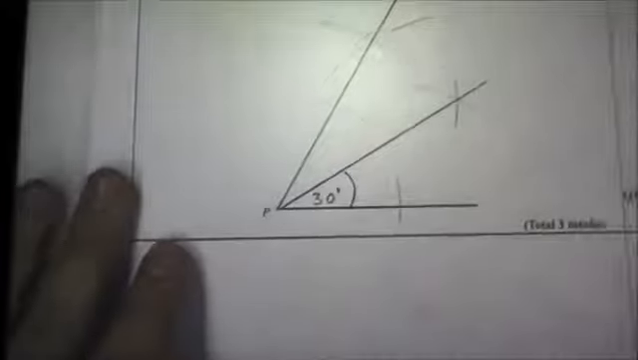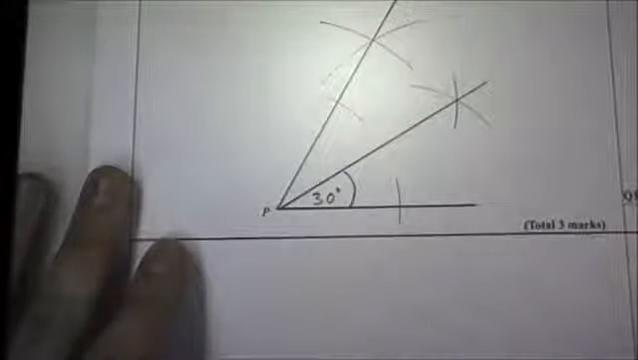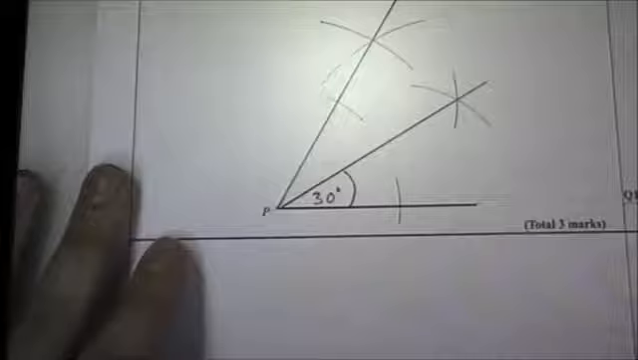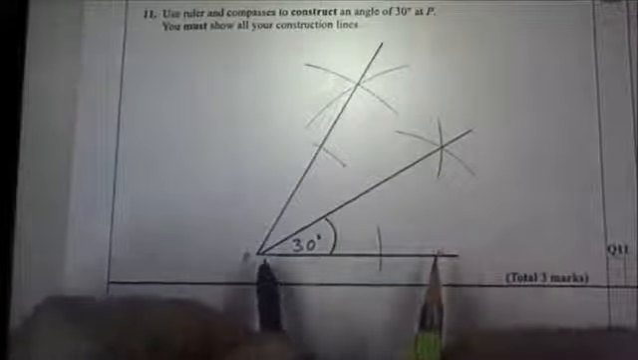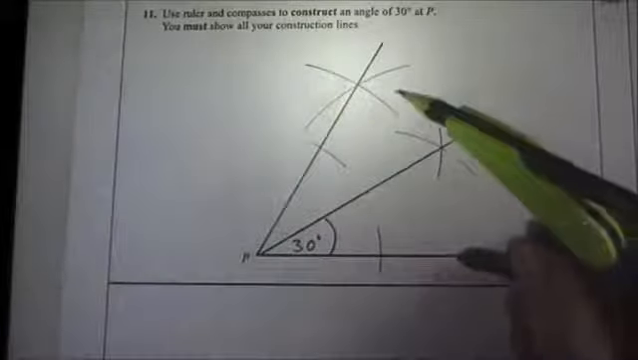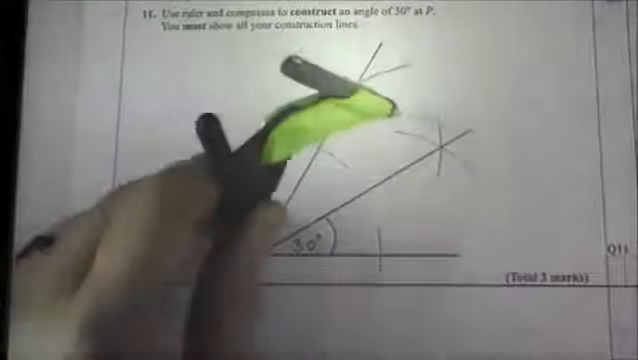Question 11. Use a ruler and compass to construct an angle of 30 degrees. You must show all your construction lines. What I did for this one, I started off by constructing, just trying to think what I did then. Make your compass that wide, and what I've done is I've started as if I'm drawing an equilateral triangle. So I've done that up there, and I've done this one up here, because if all the sides are the same length, it'll be an equilateral triangle.